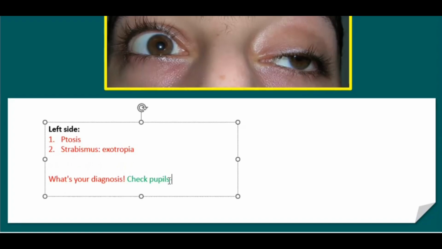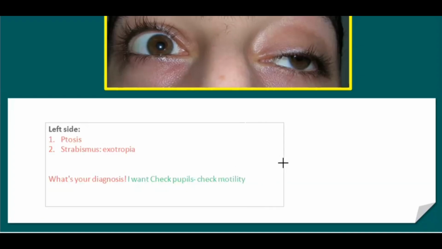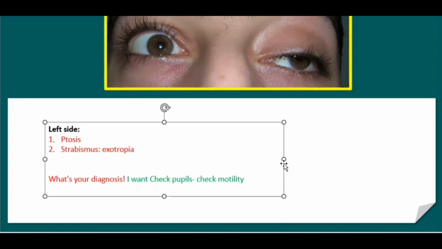So sometimes the answer starts with this: "I want to check." Remember this phrase, it's really helpful. I want to check, I want to ask the patient history and questions. This is a good opening if you are not sure. So I want to check pupils. How about I want to check motility? It's going to be very helpful to reach the correct diagnosis.